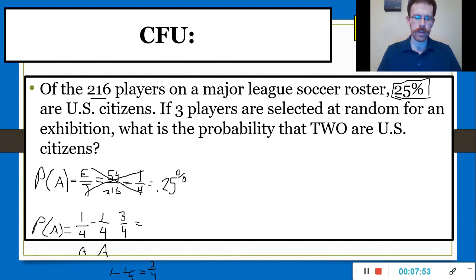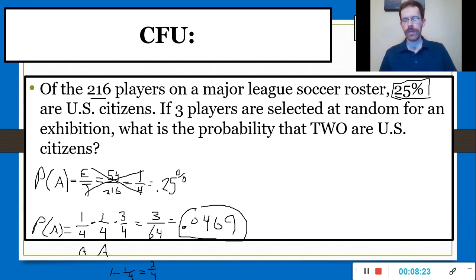And so if I multiply this out, 1 times 3 times 1 is going to be 3. And just on the previous page, we know that 4 times 4 times 4 is 64. Ladies and gentlemen, you cannot break that down further. If you want to know what the decimal of that is, 0.0469. So the probability of having 2 Americans on your soccer team, if you select 3 of the players randomly, is a little below 5%.